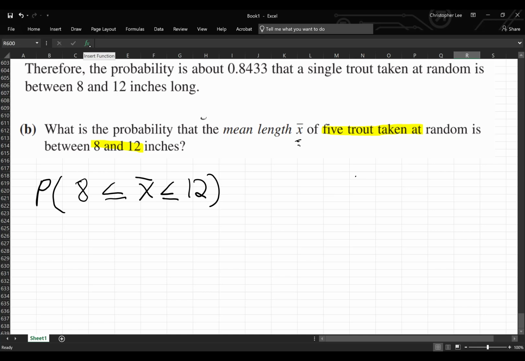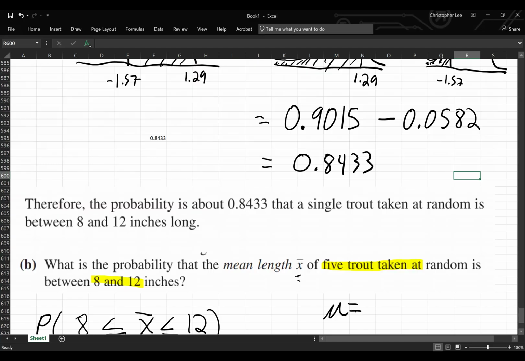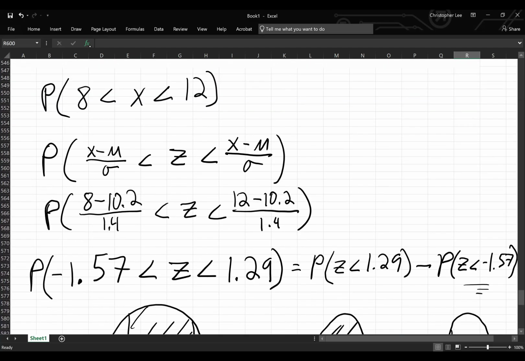So now it's going to be the same thing. We have an X bar distribution, and we're going to change it into a Z. This becomes the probability of (X bar minus mu) over (sigma over the square root of n) less than or equal to Z less than or equal to (X bar minus mu) over (sigma over the square root of n). Now we're going to plug in the same numbers that we had before, because we have the same mean. Just to recap, mu is equal to, don't tell me, 10.2.